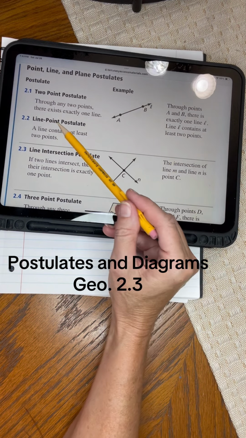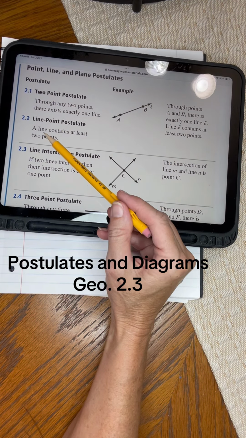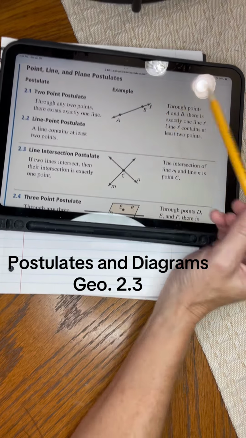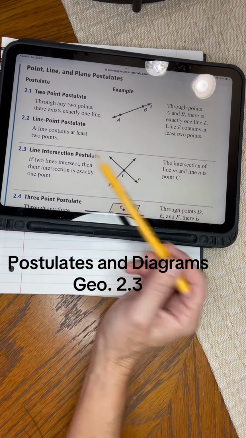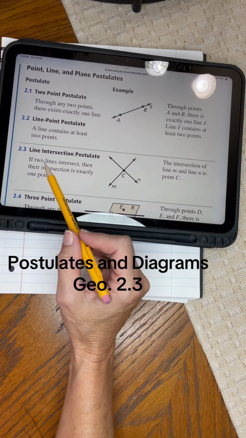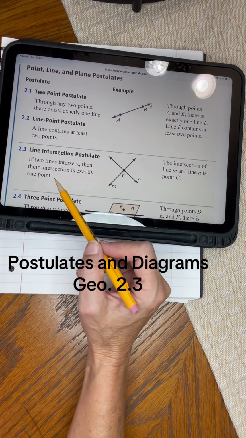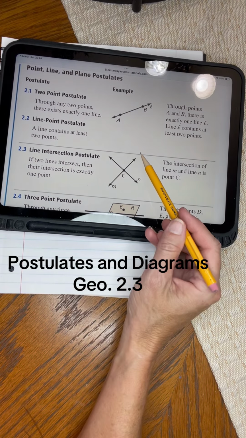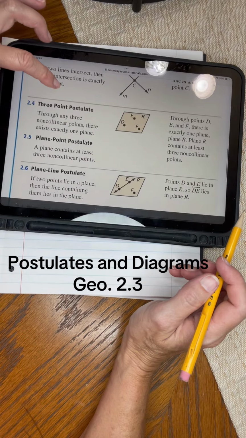And then the line-point postulate goes along with the same thought. If you have a line, then there are at least 2 points in it. So here's a line with 2 points. Then you have the line intersection postulate. I mentioned this back in chapter 1. If 2 lines intersect, then their intersection is exactly 1 point. So I've got line N and line M intersecting at point C.